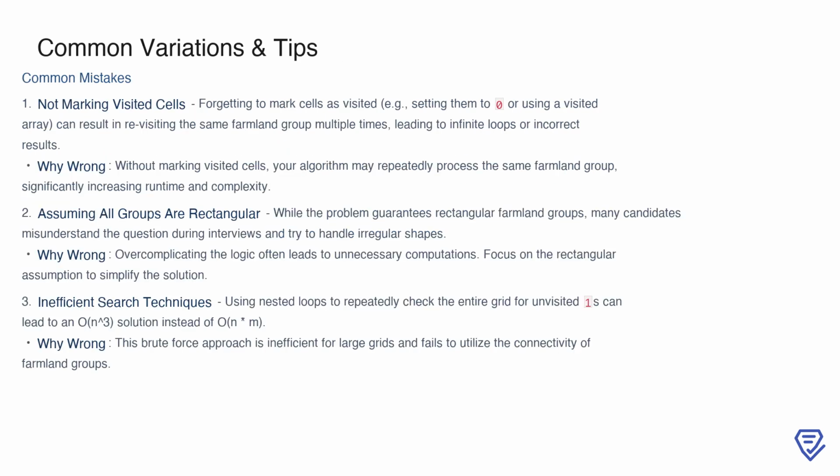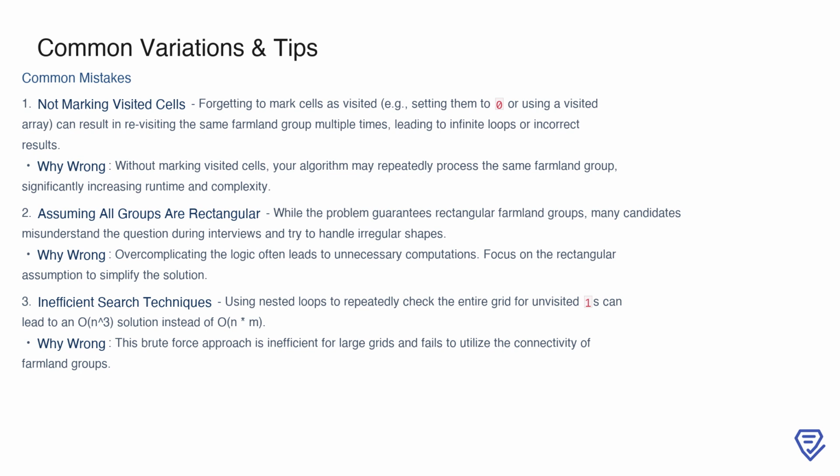When solving this problem, there are a few common mistakes you should be aware of. First, not marking visited cells is a frequent issue. If you forget to mark cells as visited, your algorithm may revisit the same farmland group multiple times. This can lead to infinite loops in certain implementations or significantly increase runtime by processing the same area repeatedly. To avoid this, ensure that each cell is marked as visited either by modifying the grid directly, like setting the cell to 0, or by using a separate visited array.